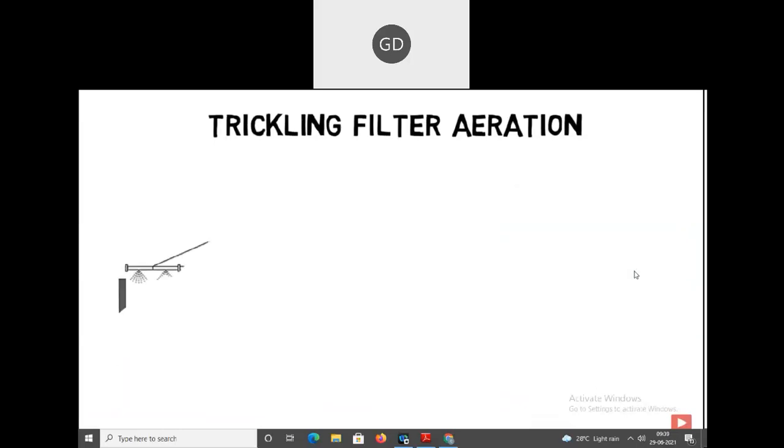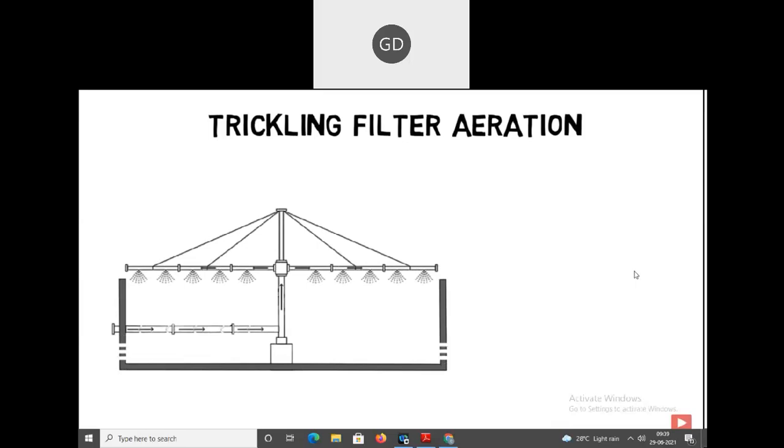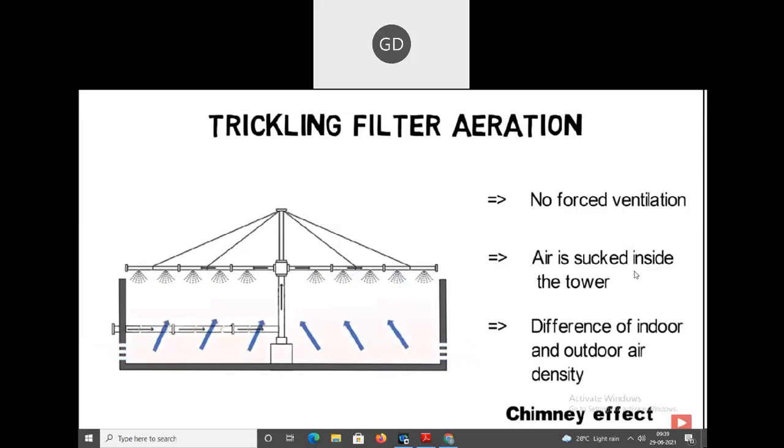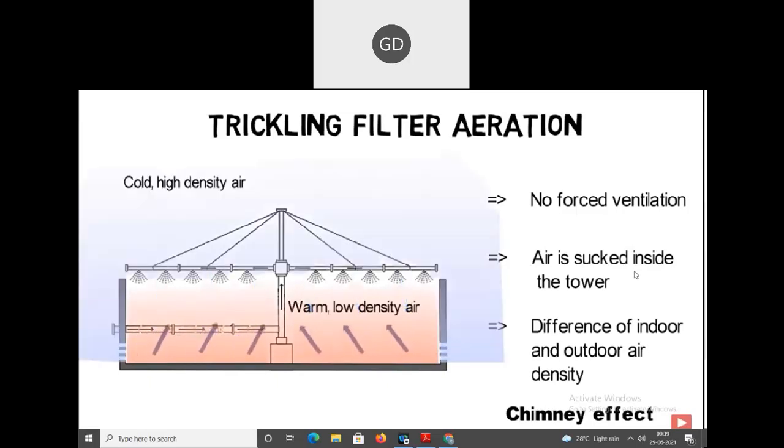Trickling filters are operating under aerobic conditions, but mostly without the use of forced ventilation or aeration. Instead, the tower shape of trickling filters causes air to be sucked inside the tower over slots at the trickling filter bottom. This effect is also called chimney effect and results from air buoyancy, which occurs due to a difference in indoor to outdoor air density resulting from temperature and moisture differences.